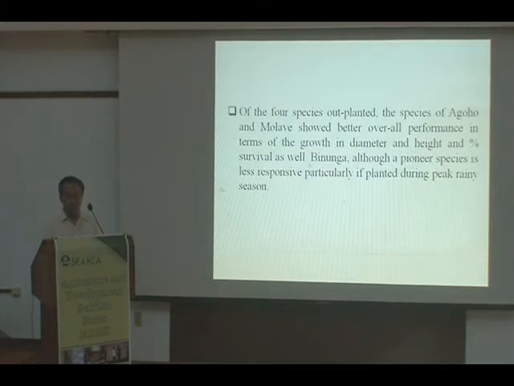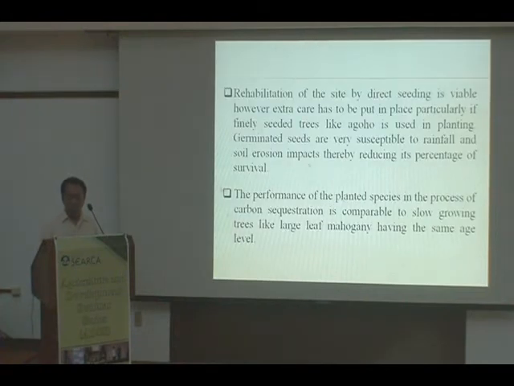And the second one, of the four species, Agoho and Molabe show better overall performance in terms of growth in diameter and height and percent survival as well. Binonga, although a pioneer species, is less responsive, particularly when planted during peak windy season. Then, rehabilitation of the site by direct seeding is viable. However, extra care has to be put in place, particularly if fine-seeded trees like Agoho are used in planting. Germinated seeds are very susceptible to rainfall and soil erosion impacts, thereby reducing their percentage of survival.